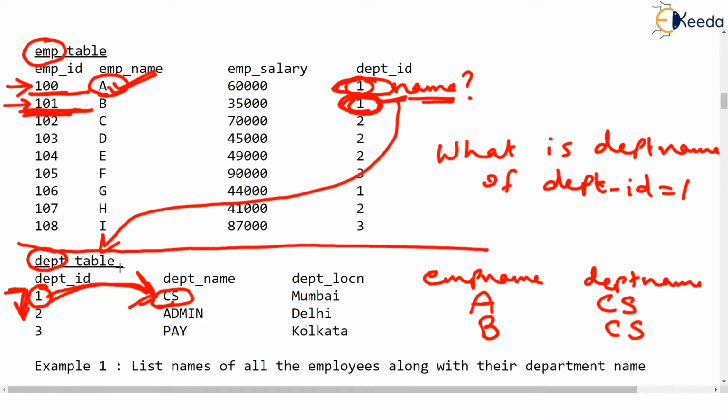What happens to the third row? Third row is 102. This person works in department number 2, you watch. But you want the name of the department, so you will jump to the department book and you will literally search that department number 2. Department number 2, as you see, is admin department, so you will list C works in admin.